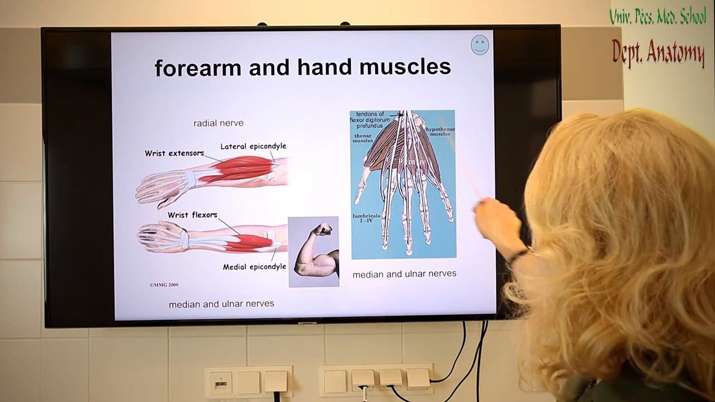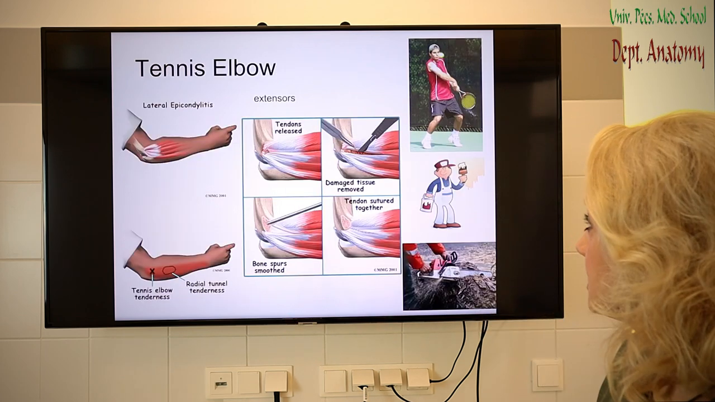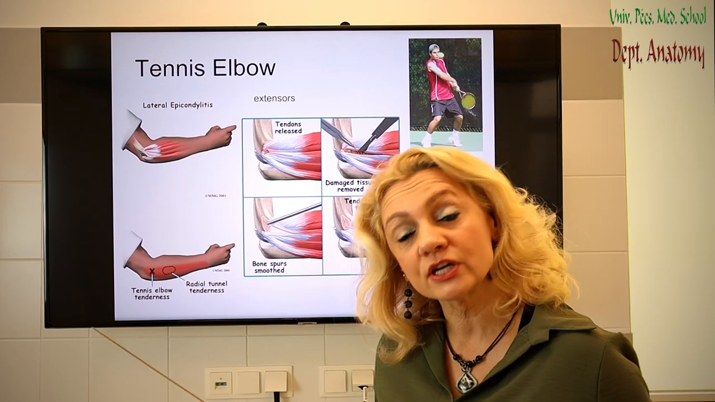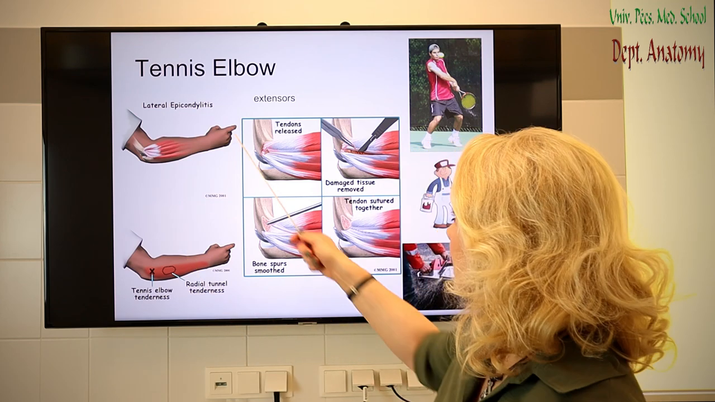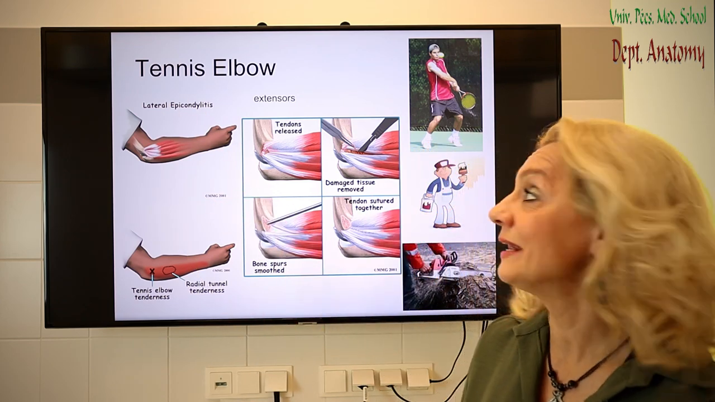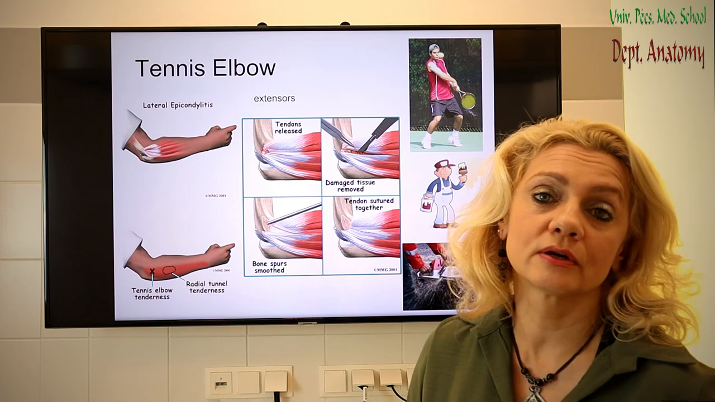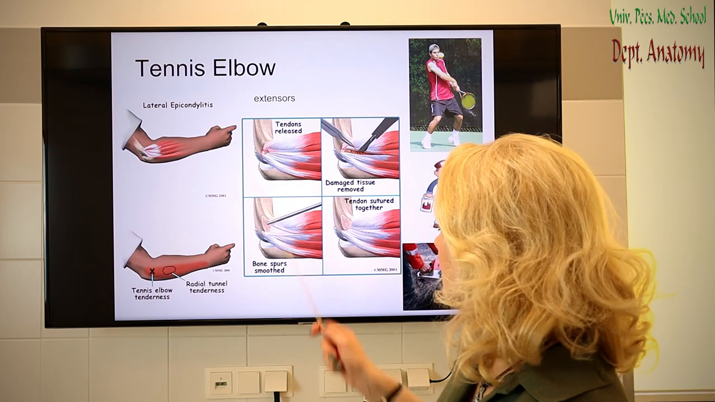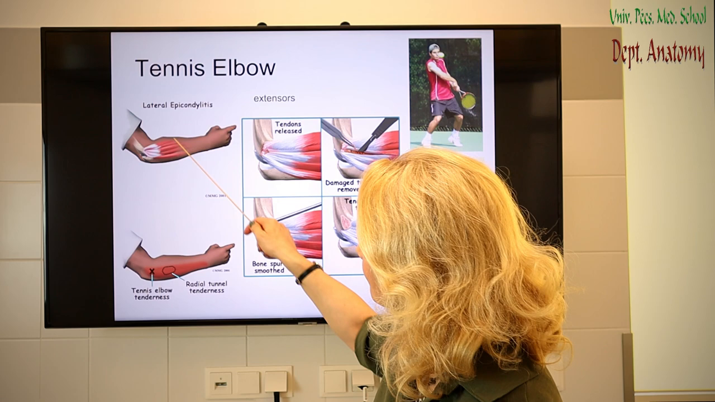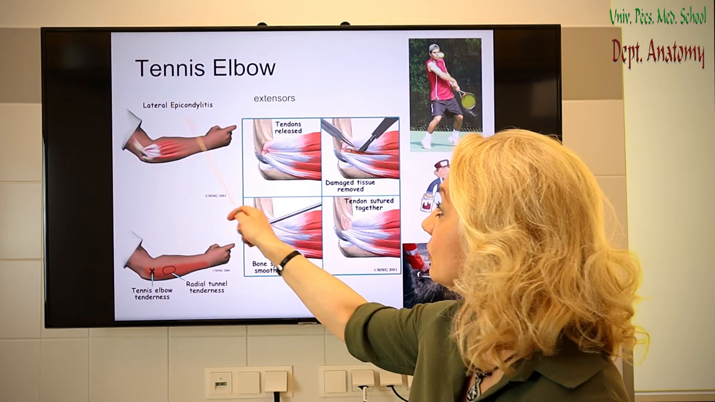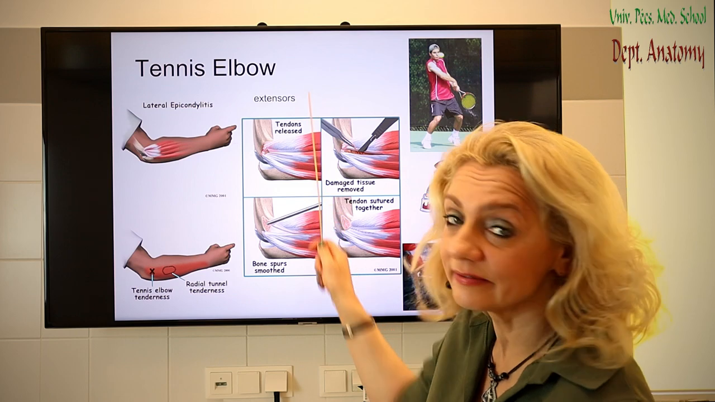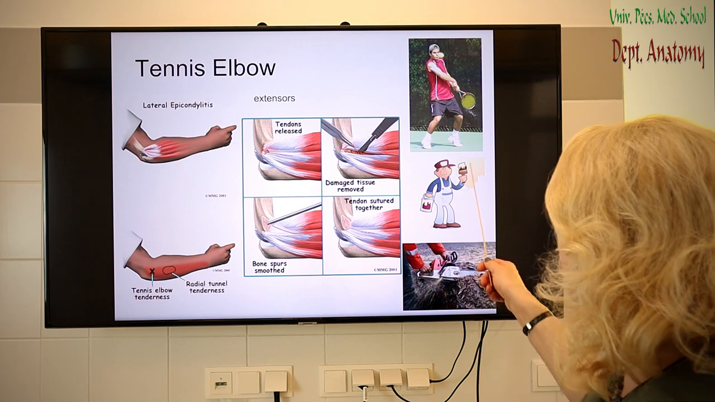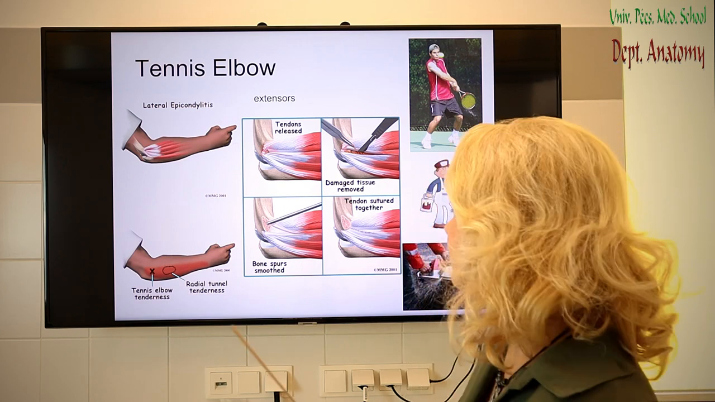We are going to talk separately about the hand muscles. So if you know that the extensors originate from around the lateral epicondyle, then an overuse, chronic mechanical stress of the extensor muscles will be able to cause an inflammation here. This is called lateral epicondylitis or tennis elbow, because it's a typical injury in tennis players, but of course any other work can cause the same thing.